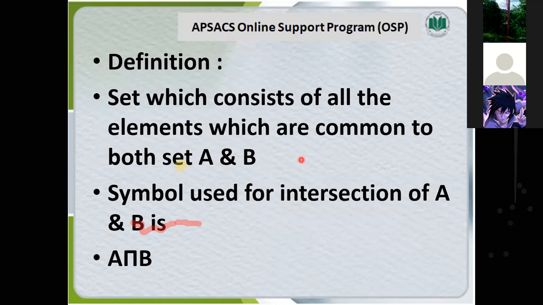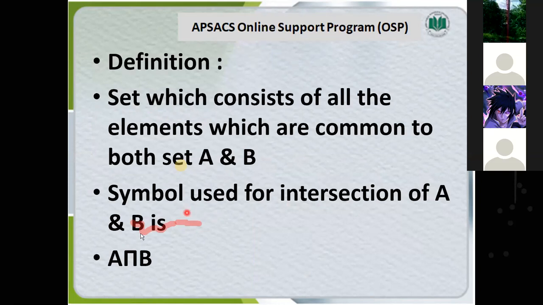I will also make it clear to you with a very good example. Before telling you the example, who will recite the definition in a louder voice? Arya, beta. Ma'am, can I? Yes, beta. Tell your name and read it, please. Ma'am, Mohammad Musa. Set which consists of all the elements which are common to both set A and B. Good. Next.